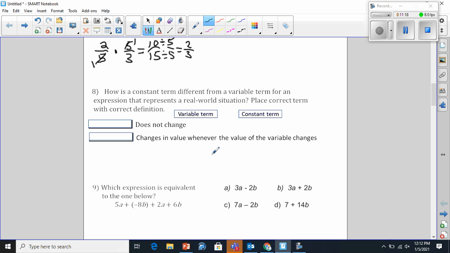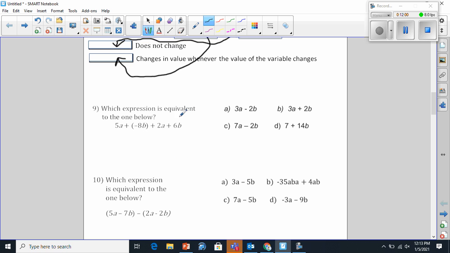Let's go to number 8. How is a constant term different from a variable term from an expression that represents a real world situation? Well, as it implies, a constant term is constantly the same. When it's constantly the same, it doesn't change. So that means my constant term, I'm going to write over here. And the second one says it changes in value whenever the value of the variable changes. Well, that word variable right in the answer should have given it away. This one will get put in here.